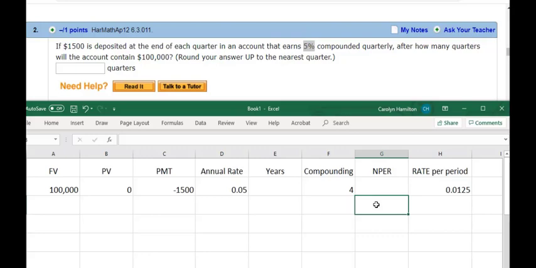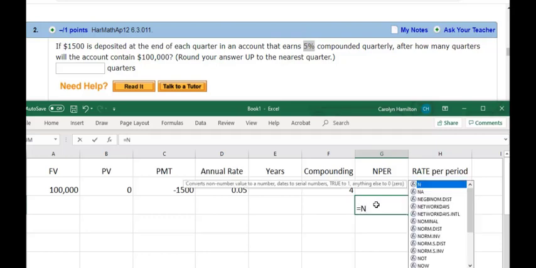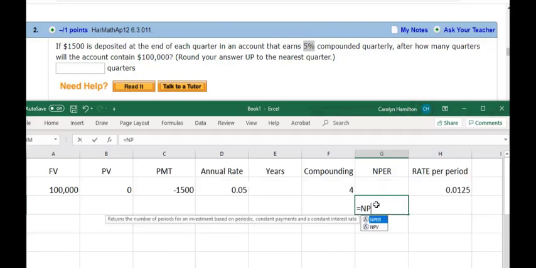Number of periods will be equal to, I need a formula in Excel that will calculate the number of periods. So I don't want the future value formula. I don't want the PV, present value formula. Guess what they call it? They call it NPER. There it is. The NPER formula, I need to tell it the rate.